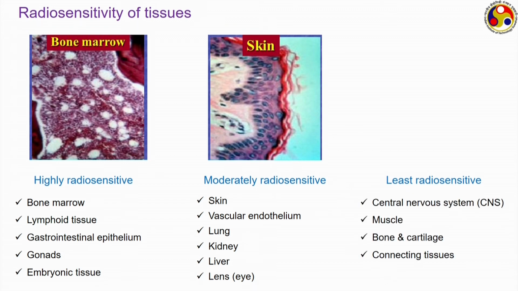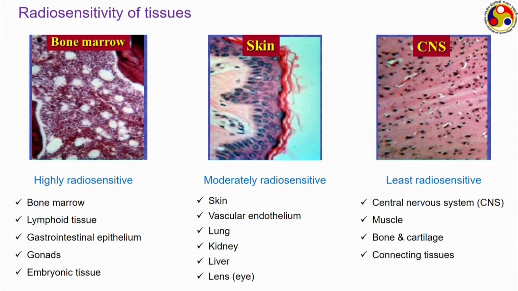That can be the nervous system. Thankfully, our nervous system is hardly affected by radiation, and therefore, even when someone is subjected to radiation for a prolonged duration of time, his nervous system keeps on working properly. The muscles, the heart tissues like muscles, and bones and cartilage and several connecting tissues are also very less affected by radiations.